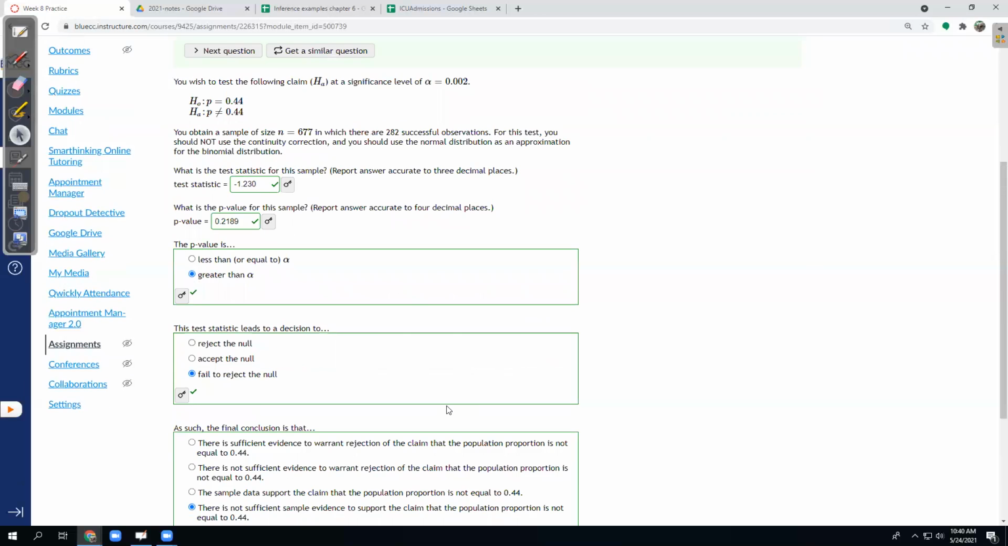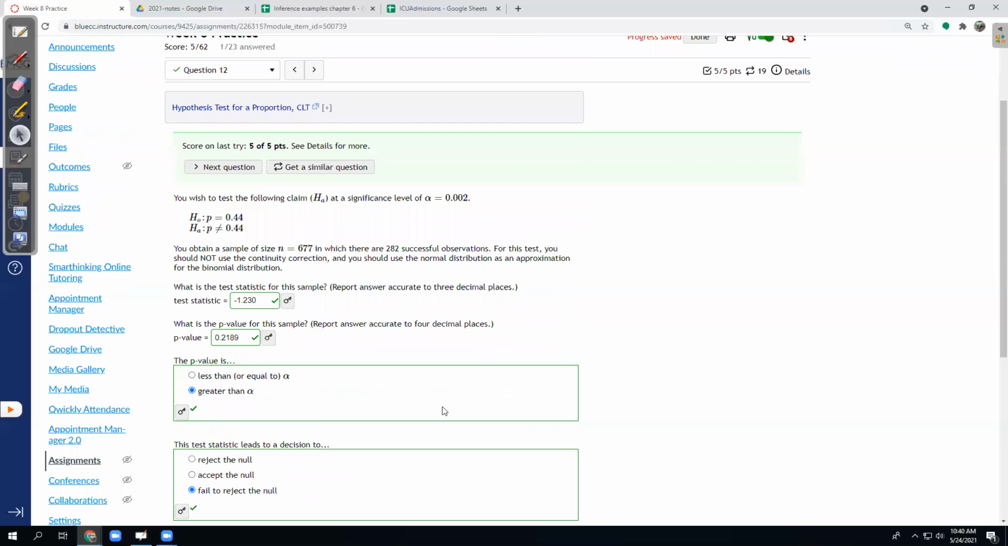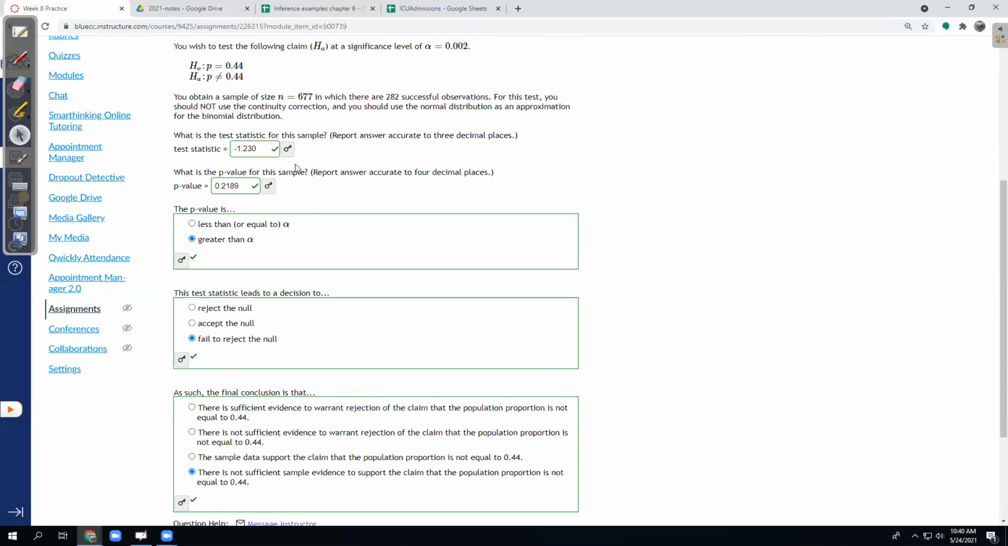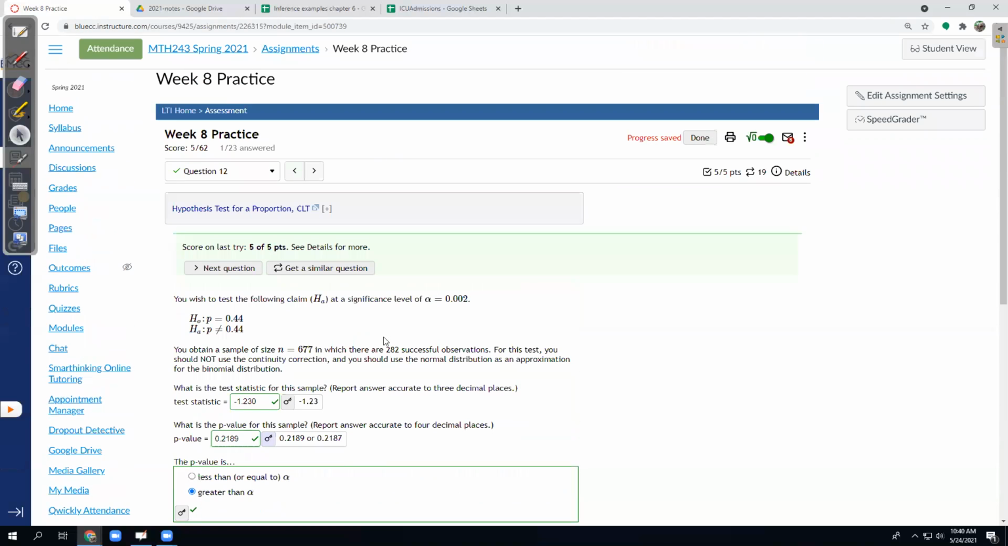How'd I do? Woo! I did okay today. And if you get it right, it shows you what the right answer should have been. And sometimes there's some wiggle room in certain answers. All right, let's try another one.